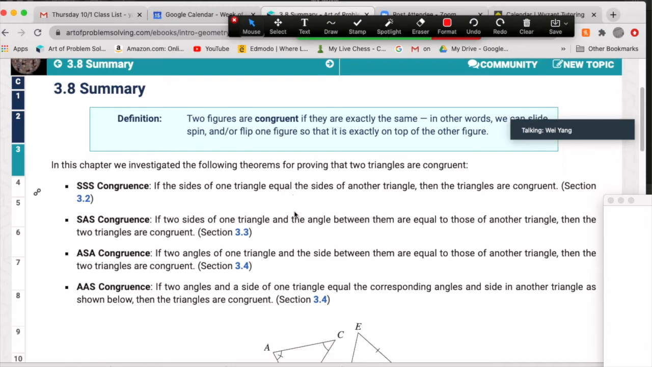Now, to decide if two triangles are congruent, we can use four rules. That's SSS, three sides. Okay, the three sides theorem. We can also use two sides with the angle, but this angle should be in between these two sides. It cannot be another angle not formed by these two sides. That's not a theorem. SAS will guarantee these two triangles are congruent.